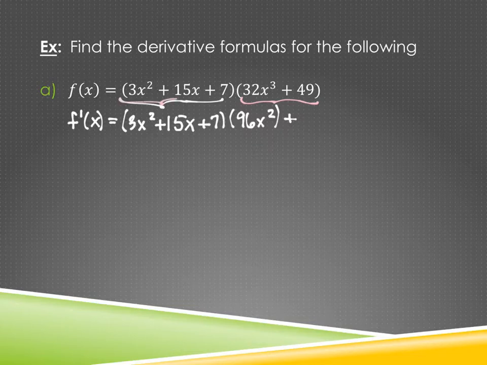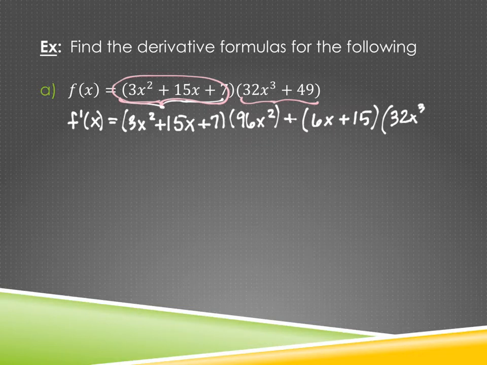Now we're looking back at this piece, and we're taking its derivative. So what's the derivative of 3x squared? 6x. Good. And 15x? 15. And then 7? Yeah, 0. So that's the derivative of the first piece. And then we end the problem much like we started, with rewriting a portion of the problem. We rewrite the 32x cubed plus 49.